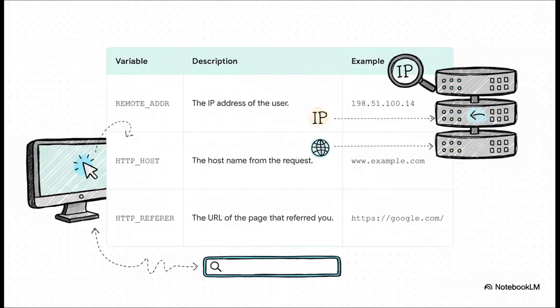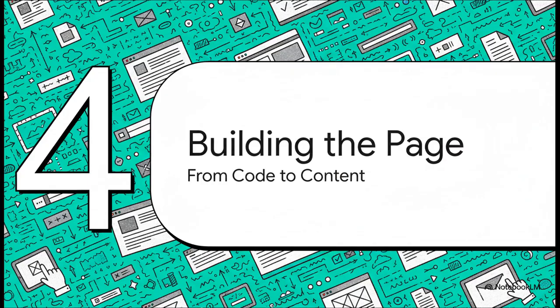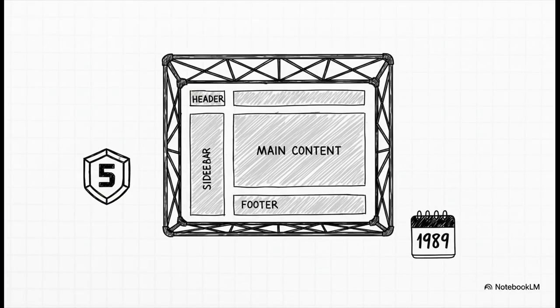This isn't for spying, it's all crucial information that helps the server figure out exactly what content to send back to you. Okay, mission accomplished on the server's end. It's processed our request, gathered up all the necessary files, and fired them back across the internet. Now, for the grand finale, your browser has to take all that raw data and turn it into the web page you actually see.